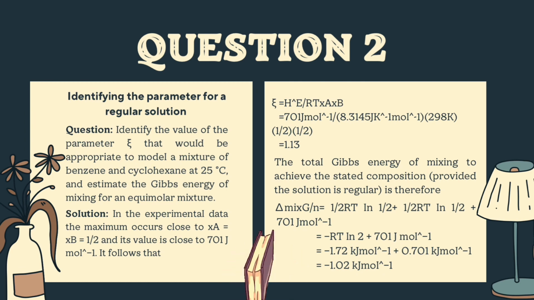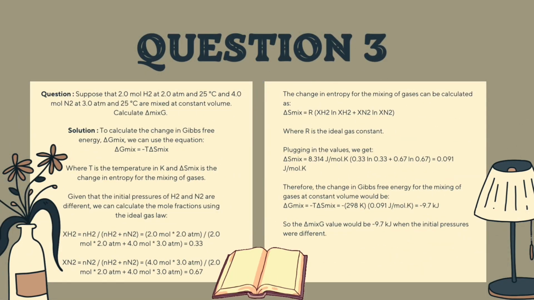The total Gibbs energy of mixing to achieve the stated composition, provided the solution is regular, is therefore delta mix G over n equal to 1 over 2 RT ln 1 over 2 plus 1 over 2 RT ln 1 over 2 plus 701 joule per mole, and it will become negative RT ln 2 plus 701 joule per mole, and it will become negative 1.72 kilojoule per mole plus 0.701 kilojoule per mole, and lastly it becomes negative 1.02 kilojoule per mole.